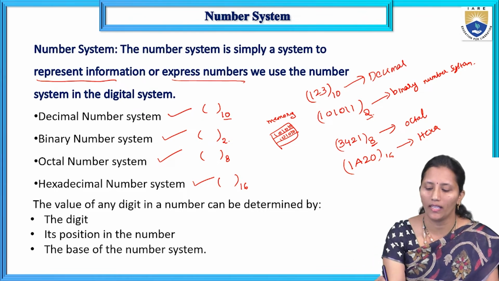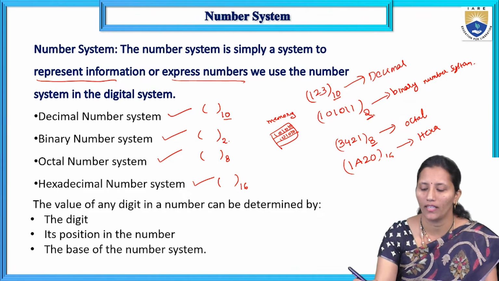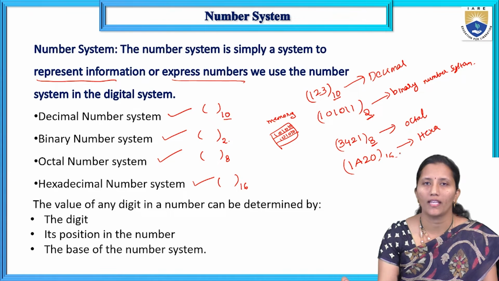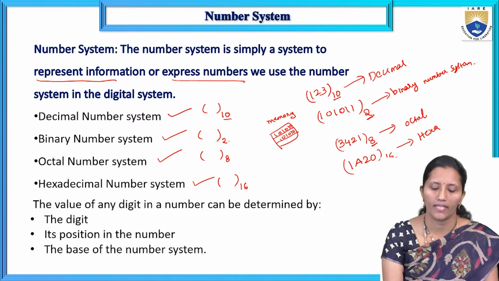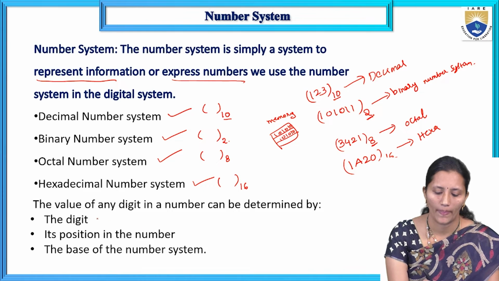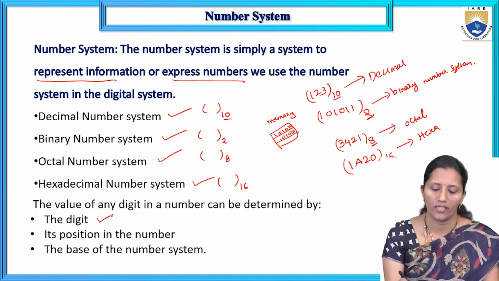By seeing the base number, we can tell whether the number is a decimal number, binary number, octal number, or hexadecimal number. So how can we represent a number? The value of any digital number can be determined by the digit, its position in the number, and the base of the number system.